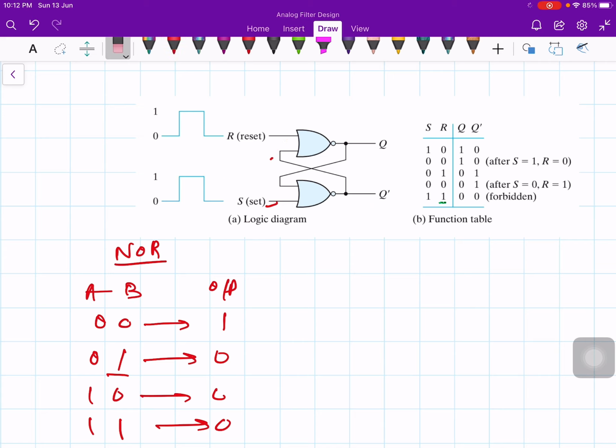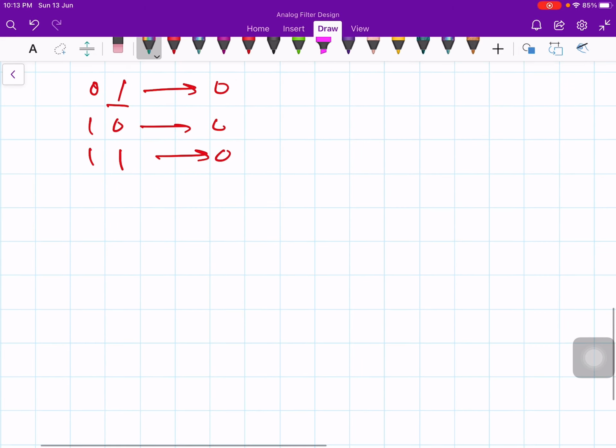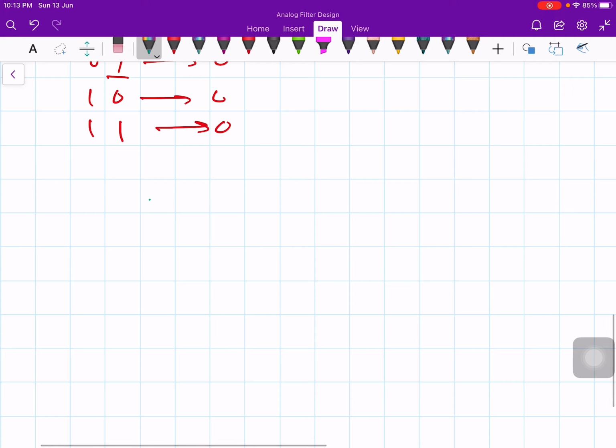In case I give the combination like this, let's say reset is 1 and set is 0, then start the analysis from here. So this is 0, if Q is 0, then Q bar is 1, that's it, finish. And you can enter the truth table, that's all. Fine. Now let's move on to the SR latch.